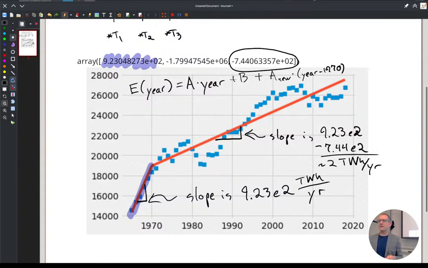Sorry, I know we are wrapping up, so I don't want to keep you. And then the second value there is the B. Yeah, and B is kind of a nonsense number because it's telling you how much energy was used in the year 0, but that's way outside of our extrapolation range. In the year 0, I don't think we were putting 1.8 million terawatt hours of energy into the earth.